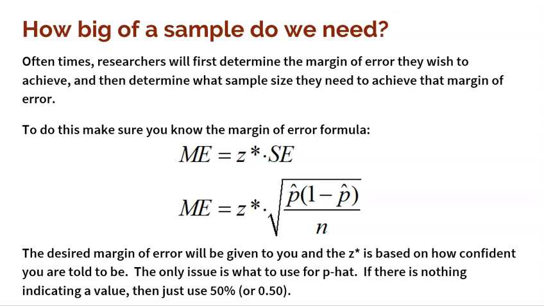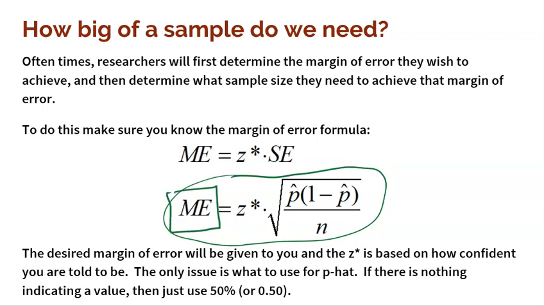Well, the first thing that you have to do is make sure that you know the margin of error formula. The margin of error is equal to z star times the standard error, which is, of course, z star times the square root of p hat times 1 minus p hat divided by n. This is the formula for the margin of error. A researcher might say, hey, I want a given margin of error. I know my level of confidence, so I could find the z star, and I want you to solve for the sample size.